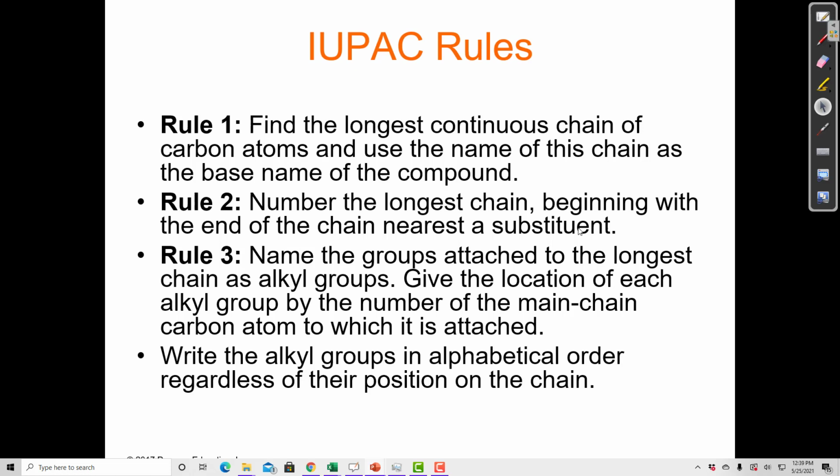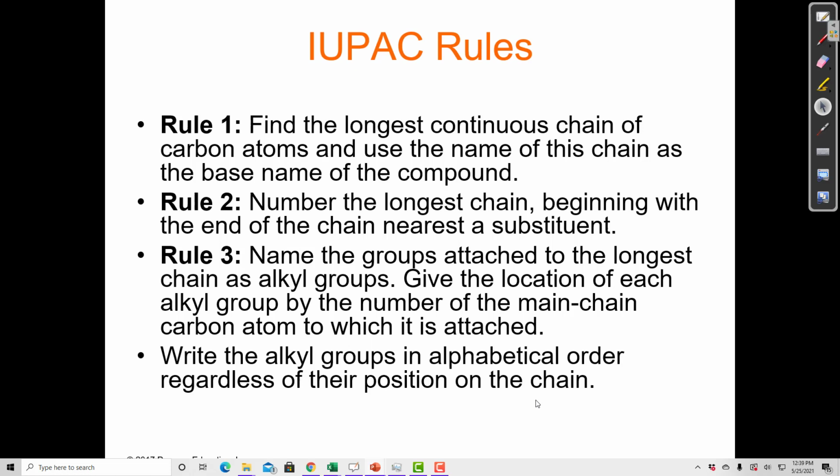So we'll learn the rule for numbering the longest chain after we found it. And finally, we name the branches, name the groups that are attached to the longest chain. We have to also number them, because we can't just say there's a methyl group there. We have to say the methyl is attached to carbon 3. The methyl is attached to carbon 4. And after we've named the branches, and if there are multiple branches, we put the branches in alphabetical order, and then we end with the parent name of the branch.